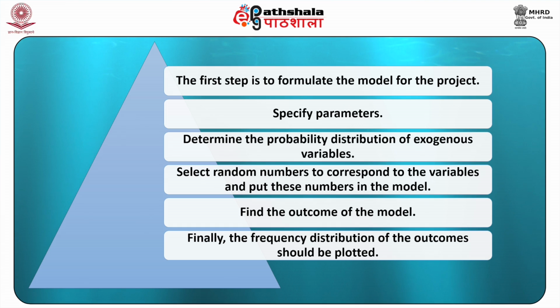The decision maker fixes the parameters and past data is analyzed to find the frequency of occurrence of all the stochastic variables. This is used to generate a probabilistic model, and random numbers are used for all the variables, and a randomly generated combination of different variables helps us in taking an informed decision. There are certain steps in Monte Carlo simulation. The first step is to formulate the model for the project, then to specify parameters, then to determine the probability distribution of exogenous variables, then select random numbers to correspond to the variables and put these numbers in the model, then to find the outcome of the model, and finally the frequency distribution of the outcomes should be plotted.